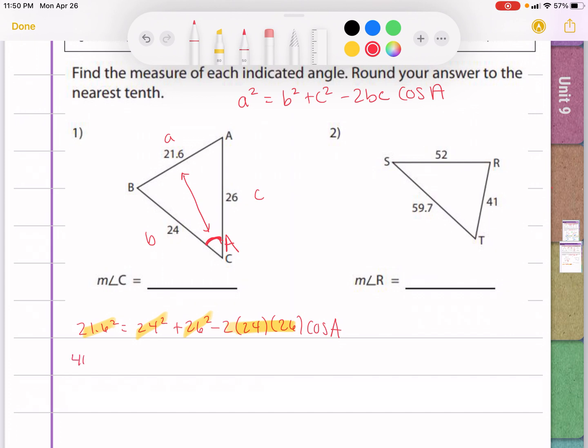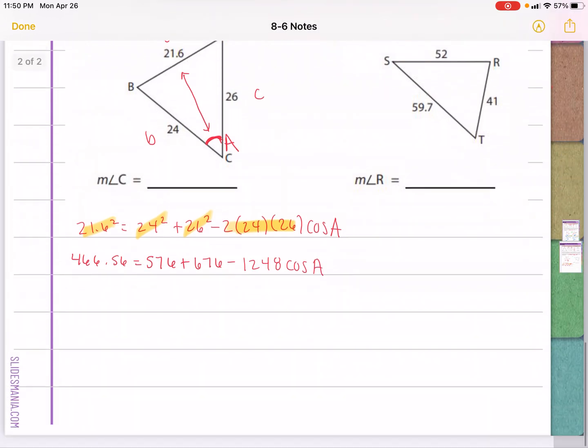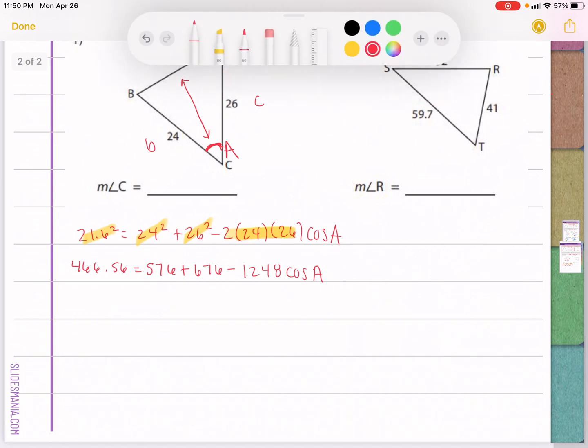21.6 squared comes out to 466.56. 24 squared comes out to 576. And 26 squared comes out to 676. Then I'm going to do 2 times 24 times 26. That comes out to 1248. And then I'll put the cos A after it. So what I'm going to do is start moving some of these things together. Here I can add these. That comes out to 1252.